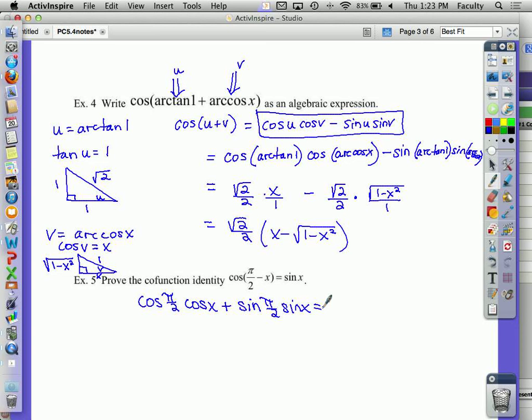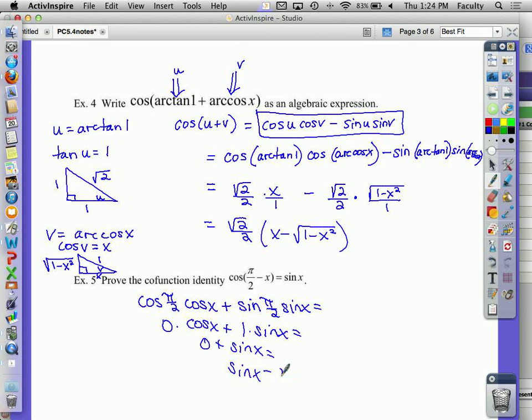Something else I want to point out, because I know you guys have been trying to create new properties that don't work, and I'm afraid somebody's going to do this. Cosine of pi over 2 minus x is not cosine pi over 2 minus cosine x. You see that on the front page? That's not true. I'm afraid somebody's going to say, oh, I'm going to make a new property here, and that's not one that works. All right, cosine pi over 2 is 0. Sine pi over 2 is 1. So this is 0 plus sine x.